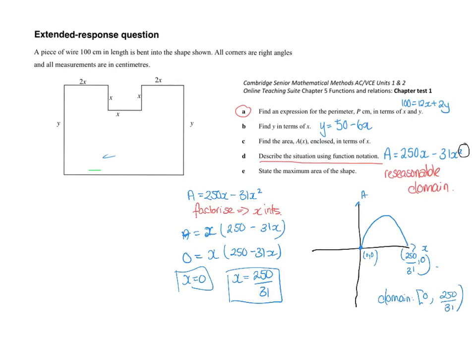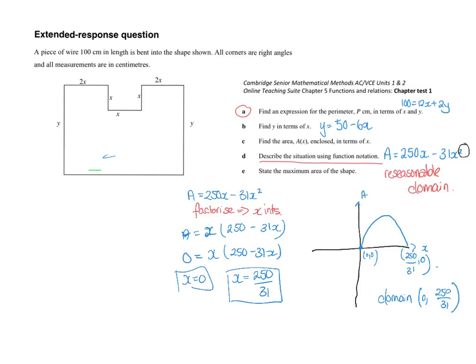Now I'm actually going to change my brackets here to curved ones, because remember we've said in class, we can never have a 0 area, so really we should have 0 with a curved bracket, because we should never have 0. We can have all the numbers leading up to it, and same with the 250 over 31.